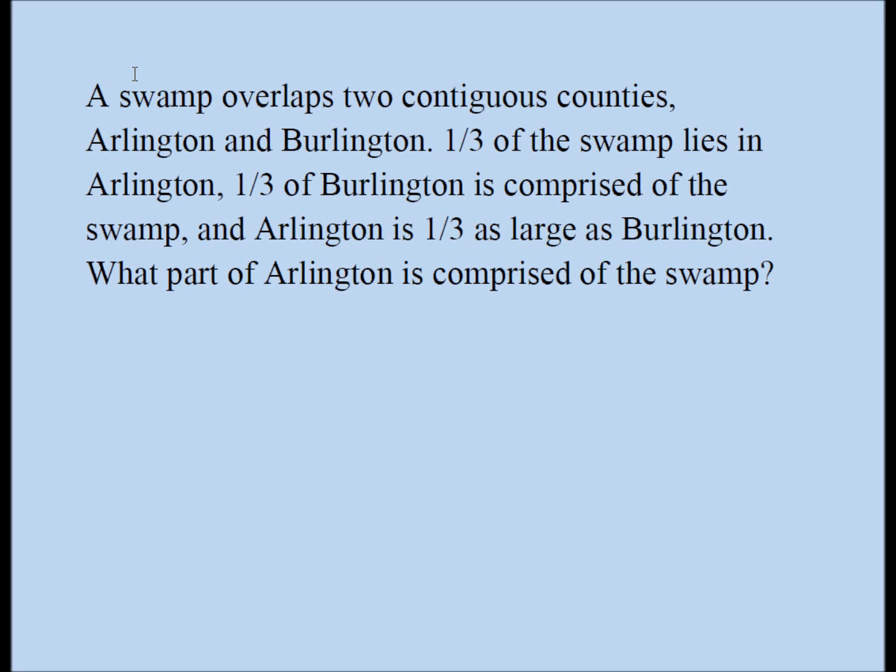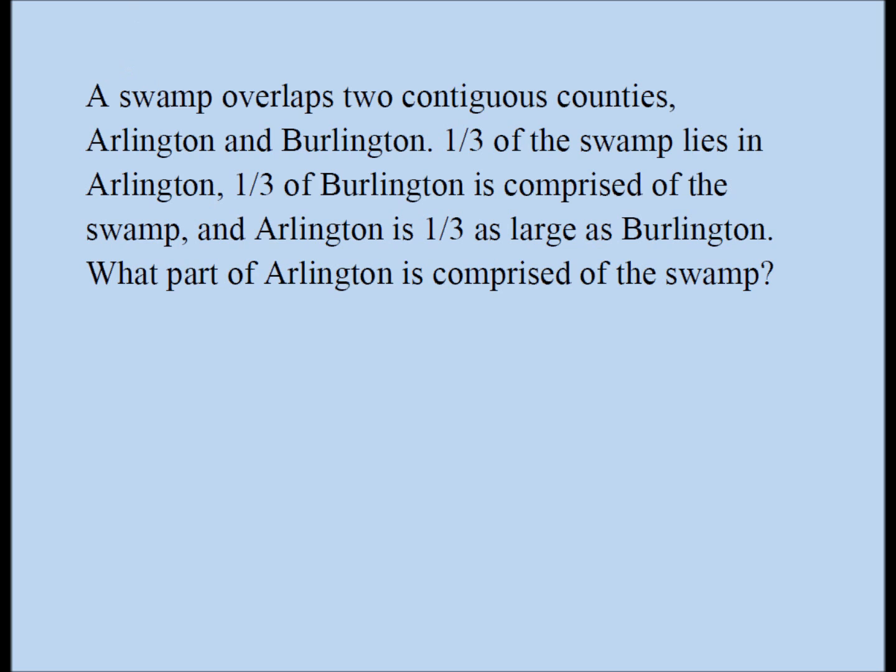A swamp overlaps two contiguous counties, Arlington and Burlington. One-third of the swamp lies in Arlington. One-third of Burlington is comprised of the swamp. And Arlington is one-third as large as Burlington. What part of Arlington is comprised of the swamp? It's a challenge, middle grades problem.